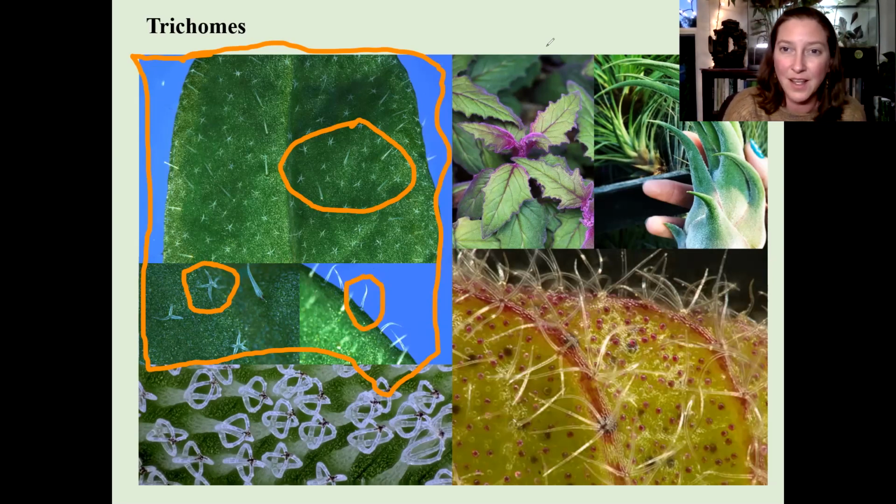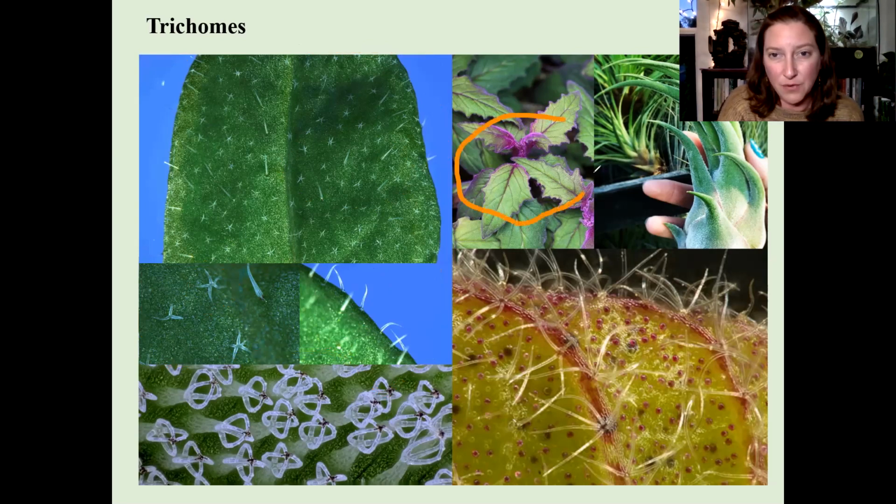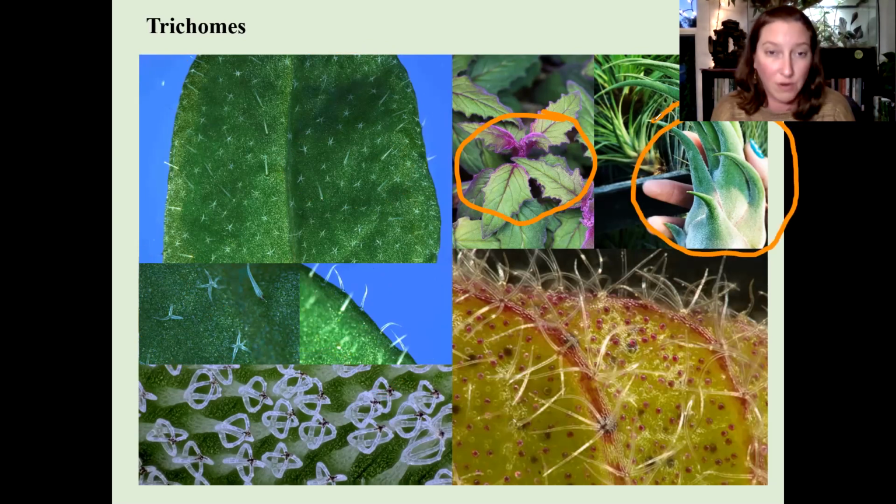Yes, I took those. But there are other examples here. Sometimes trichomes can be different colors, like here, this one has purple trichomes. Maybe some of you have bought an air plant before or seen air plants before, and they're really fuzzy. That's because they're covered in these hairs called trichomes.